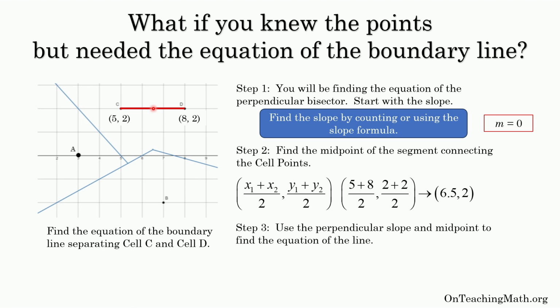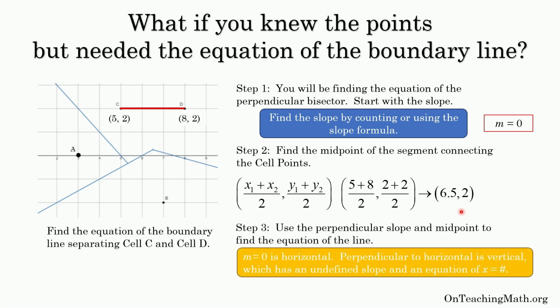Now you're going to use y equals mx plus b. You're going to plug in 6.5 and 2 and the negative reciprocal of 0, and find the equation of the other line. Well, in this situation, the slope is undefined. The slope is going to be vertical. The negative reciprocal of 0 is undefined. You can't divide by 0. So x equals a number is a vertical line, and the number that x equals is 6.5. So our equation is x equals 6.5.